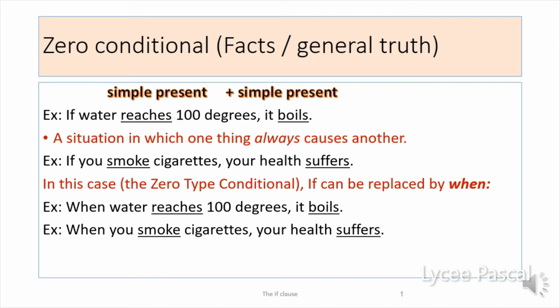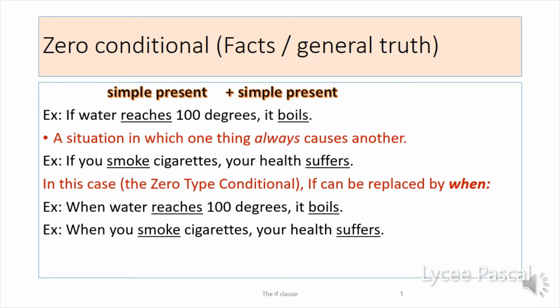It means that we're going to talk about facts or general truths that don't change. Whatever condition happens, it doesn't change this situation. For example, if water reaches 100 degrees, it boils. We're going to use the simple present tense plus the simple present tense. It is called zero conditional. This situation doesn't change its effect.